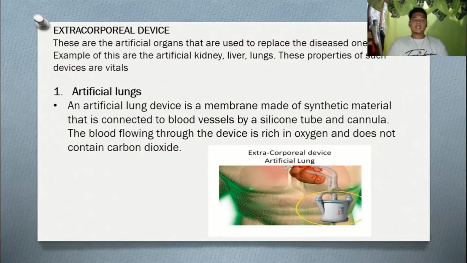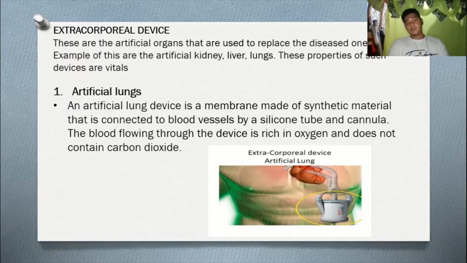So what is extracorporeal device? These are the artificial organs that are used to replace the diseased one. Examples of these are the artificial kidney, liver, lungs. The properties of such devices are vital.